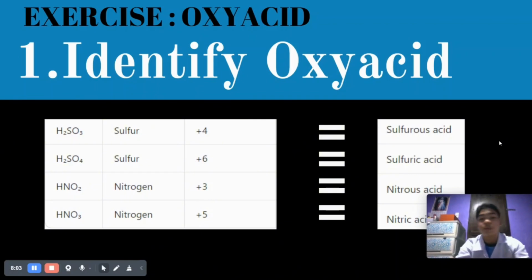First, we use sulfur with the oxidation of +4, which is sulfurous acid. Next is H2SO4, which is higher than H2SO3 with the oxidation of +6, which is called sulfuric acid. Next, we have the nitrogen, with HNO2 with +3, it is called nitrous acid. And last one, HNO3 with a +5 higher than +3, which is nitric acid.